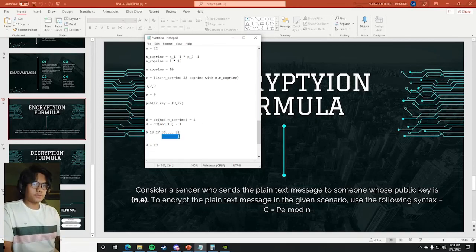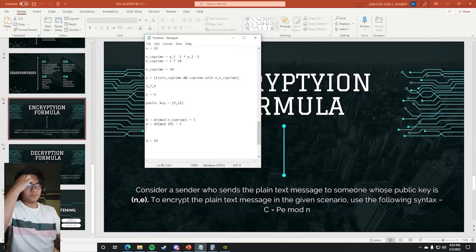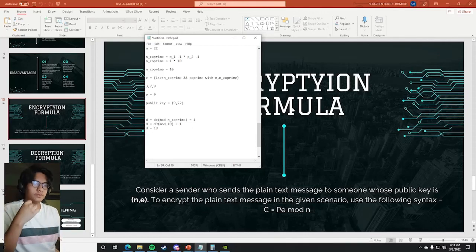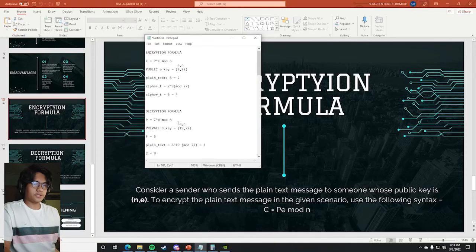Now you can do this, and you can have it as 9, as long as it's equal to 1. So D can be 9, but then you don't want it to be easy, so you do it again, and you have 19, where it's still equal to 1. So that's where the key D comes from, 19 and 22.